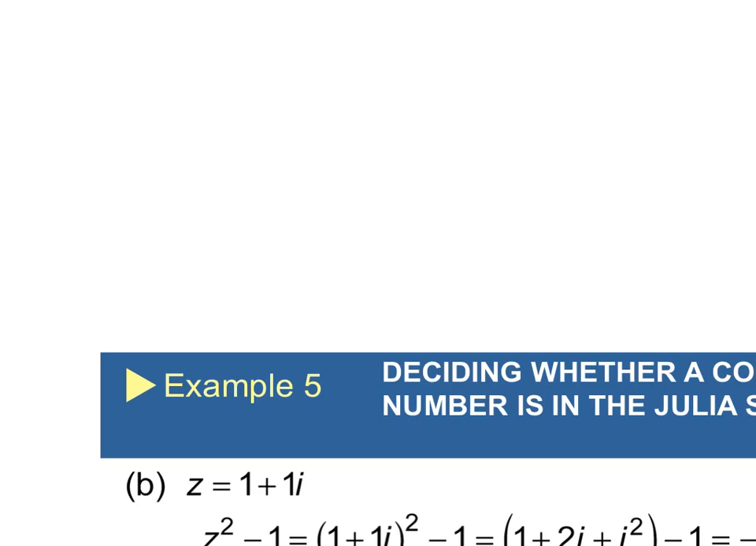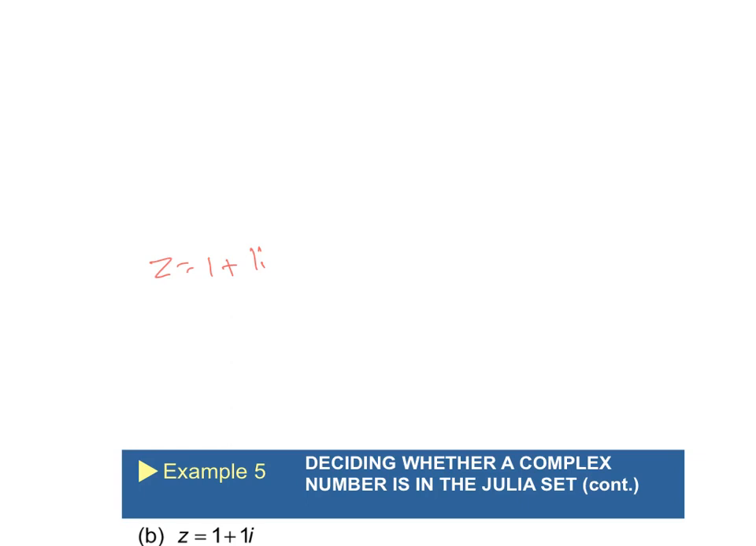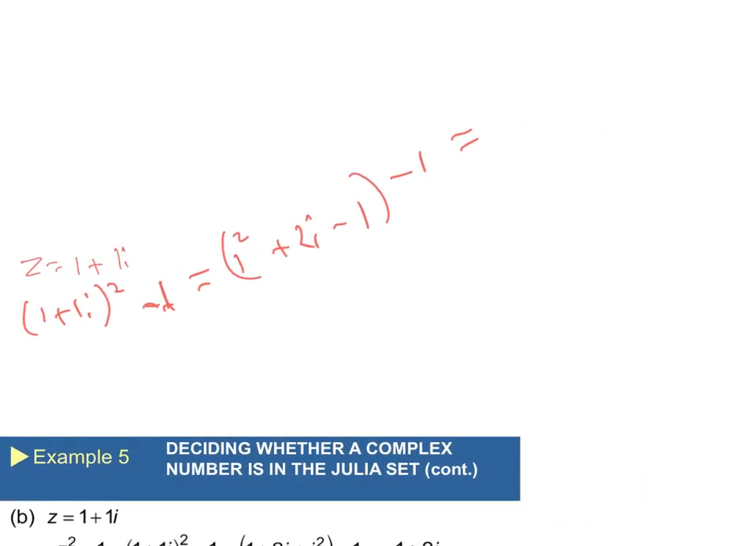We're starting out with z equals 1 plus 1i. So we start out with that. Now I'm going to take that 1 plus 1i, and I'm going to square it, take away 1. What does that give me? 1 plus 1i squared is 1 squared, first times first, and then outer times inner, 1 times 1i is 1i, plus 1 times 1i is 2i, plus I times I, which is i squared, which is minus 1. All of that, subtract this minus 1. That turns into 1 squared, that's 1 minus 1 is 0, and 2i, that's 2i minus 1.